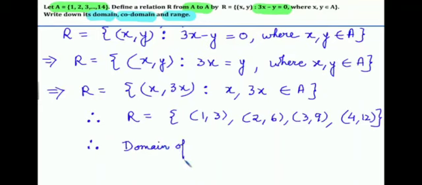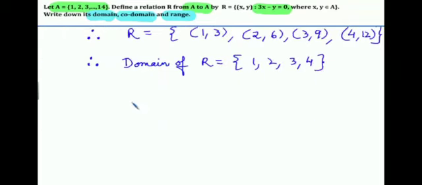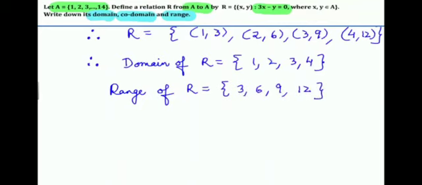So domain is equal to the first elements of your relation. The first elements of all the relations are 1, 2, 3 and 4. It's called your domain. Range is equal to the second elements of your relation. So all your second elements are 3, 6, 9 and 12. So your range is 3, 6, 9 and 12, and codomain is your whole second set. Here your second set is A, so your answer is 1, 2, 3, 4 up to 14.